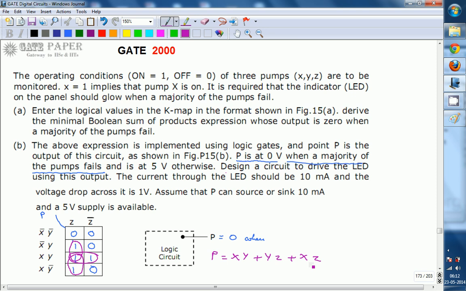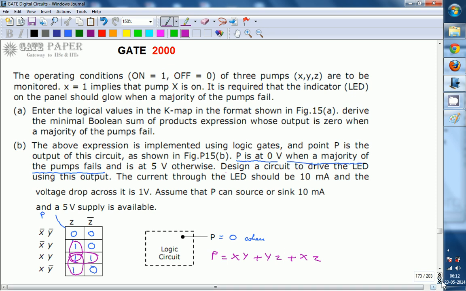Whenever the majority of the pumps fails, P must be 0. That was given. So P is equal to xy plus yz plus xz, and we realize this output with logic gates, and later use this output P to drive the LED. The current flowing through the LED is a minimum of 10 milliamperes and the voltage drop across the LED is 1 volt. Assume the pin can source or sink 10 milliamperes.